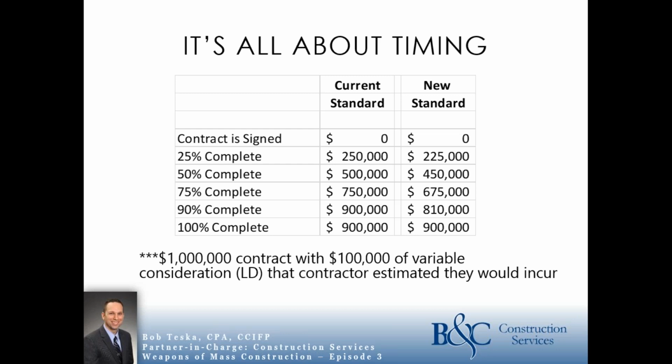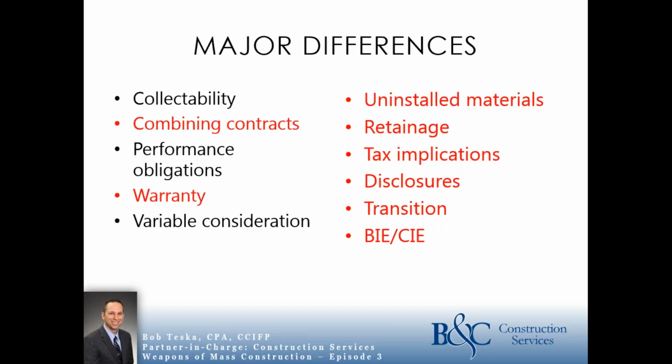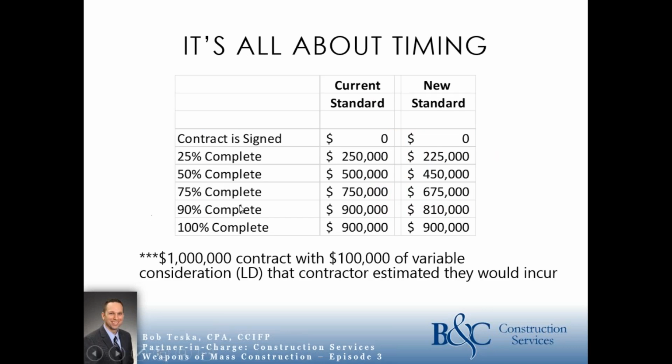So at 25% complete, you would only recognize $225,000. So as you can see, you're $25,000 behind where you were. At 50% complete, you're only recognizing $450,000. And then when you're 90% complete, you're at $810,000. So you're $90,000 behind where you were.